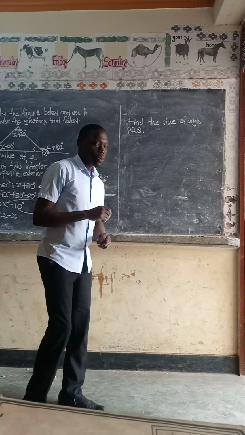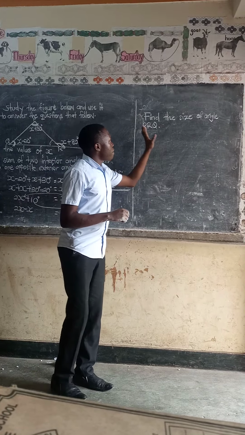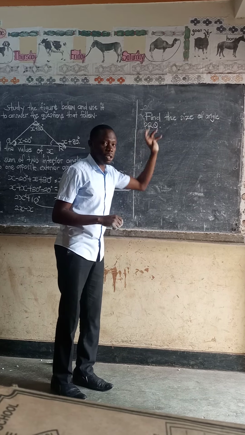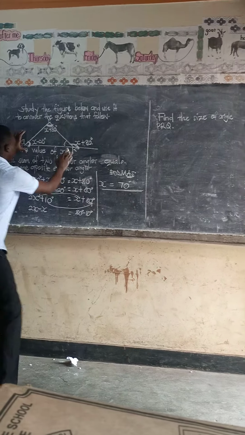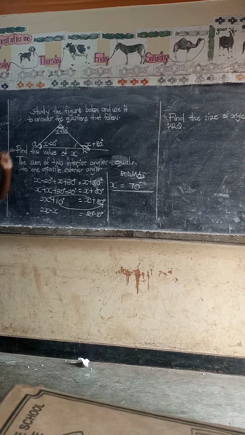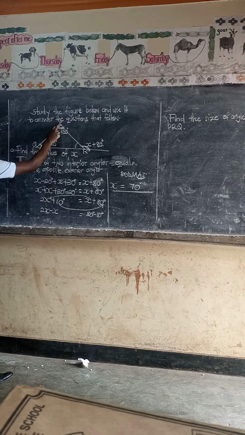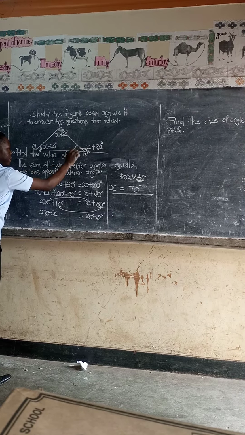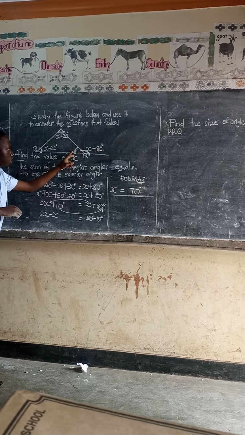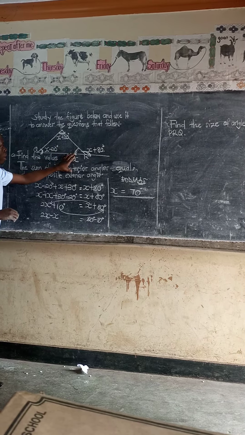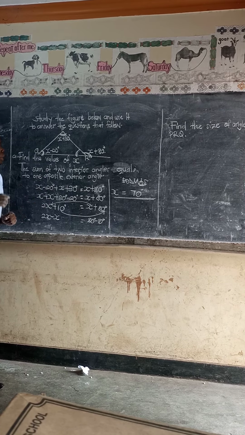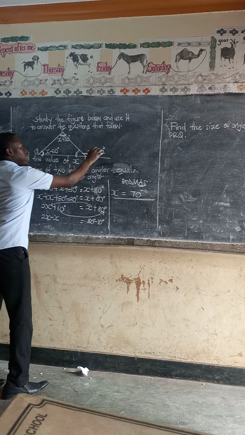Part B. Part B says, find the size of angle PRQ. So we come back to our diagram. This is the diagram. Can we identify the angle PRQ? So this is the angle we want. This is the angle we want to find. But according to our diagram, we are not given anything for that angle. So what do we do? We need to first find the value of this.